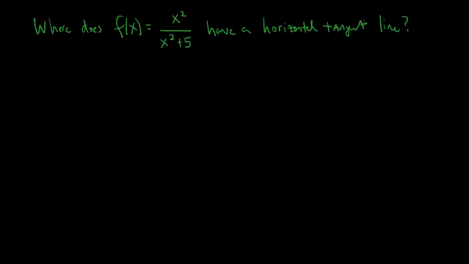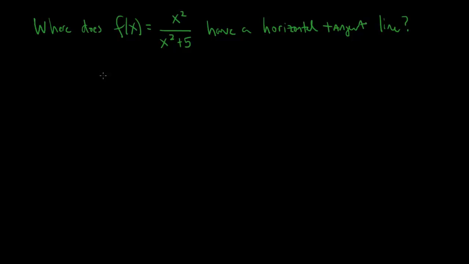Alright, so we have to take a derivative. Now the question is, what do you do with your derivative after that? Okay, so let's get the derivative first, then we'll address what to do with it to find where the function has a horizontal tangent line.